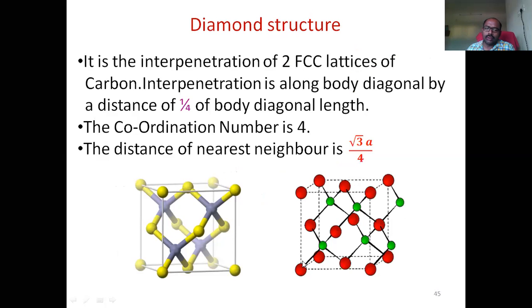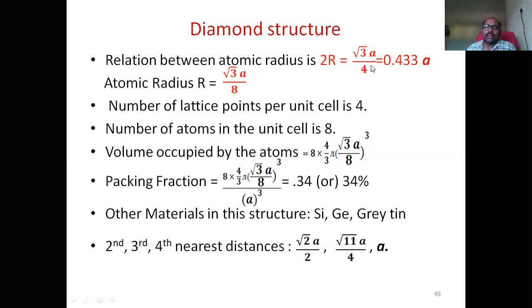Therefore, 2r is equal to root 3a by 4. From that, we get the value of r. Now, the number of lattice points per unit cell is 4. There are 3 tetrahedron centers inside the cube unit cell, and 8 corner points form one lattice point. 3 plus 1, totally 4.